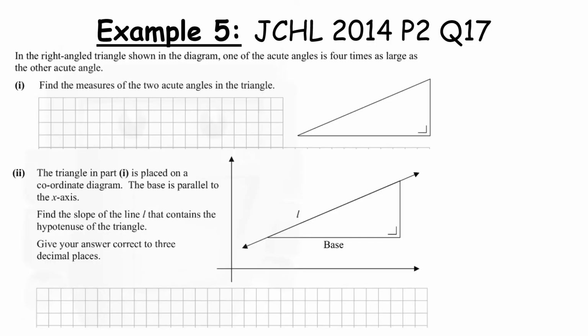So now let's look at another question. In the right angle triangle shown in the diagram, one of the acute angles is 4 times as large as the other acute angle. Find the measures of the two acute angles in the triangle. So we're going to talk about something that we would have covered in geometry, and specifically one of our theorems.